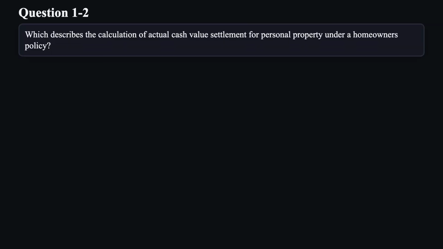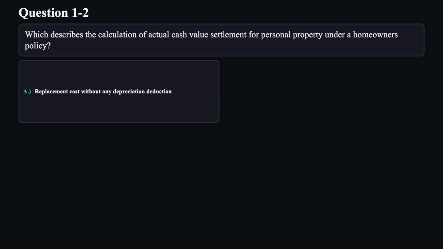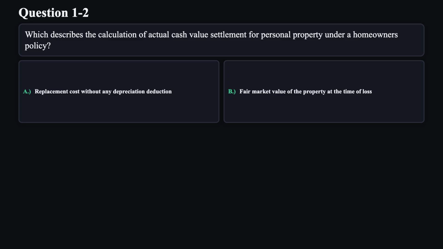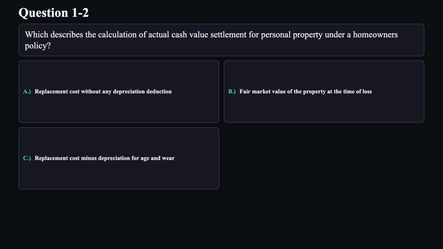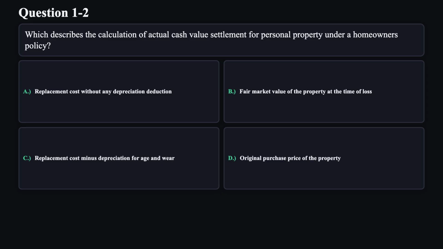Question 2. Which describes the calculation of actual cash value settlement for personal property under a homeowner's policy? A. Replacement cost without any depreciation deduction. B. Fair market value of the property at the time of loss. C. Replacement cost minus depreciation for age and wear. D. Original purchase price of the property.